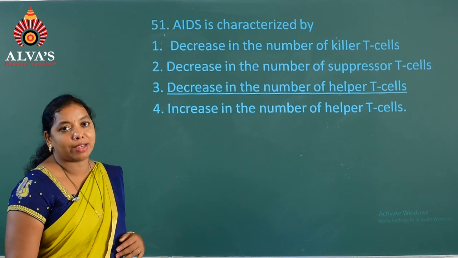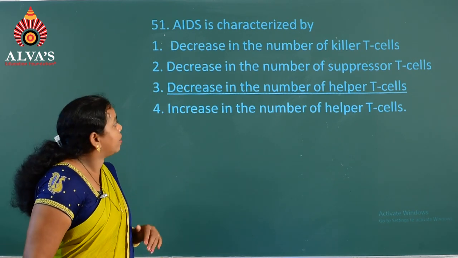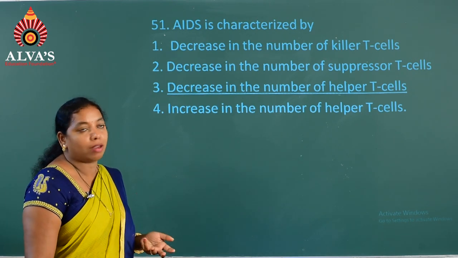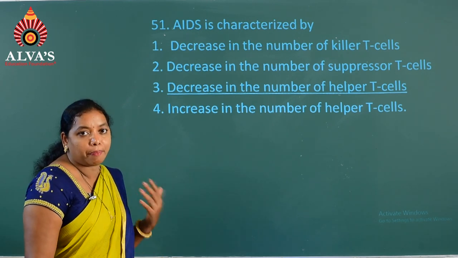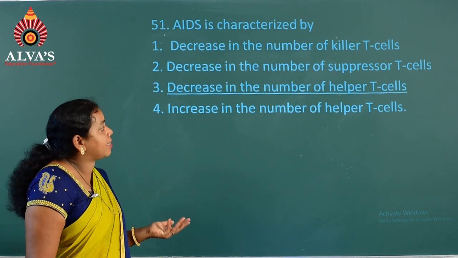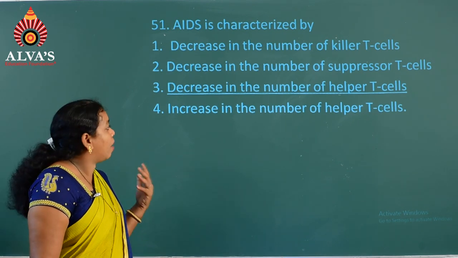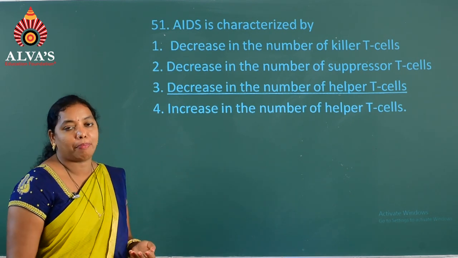AIDS is characterized by: first option, decrease in the number of killer T cells; second, decrease in the number of suppressor T cells; third, decrease in the number of helper T cells; fourth one, increase in the number of helper T cells.